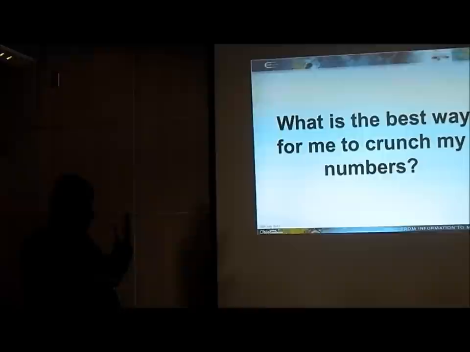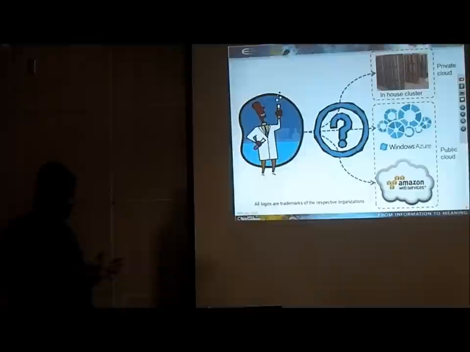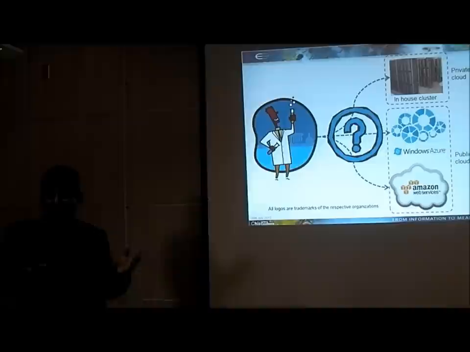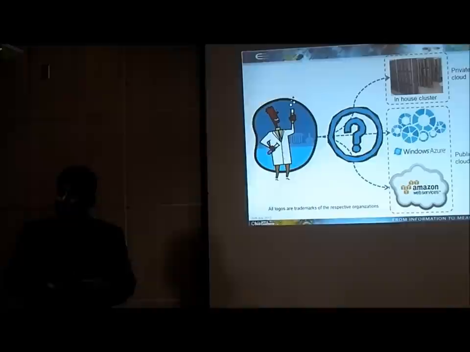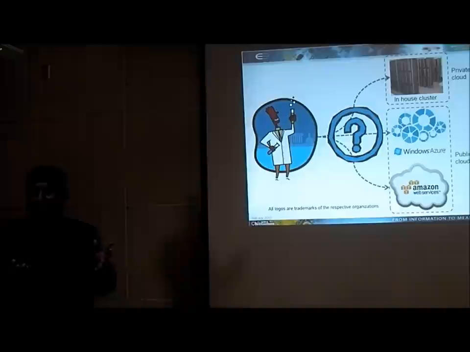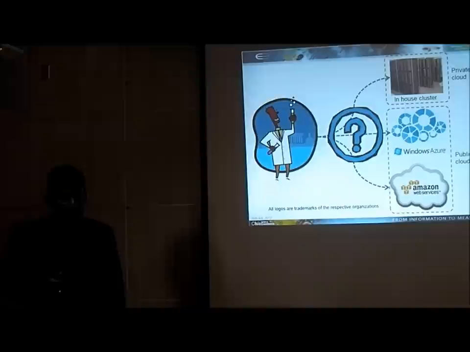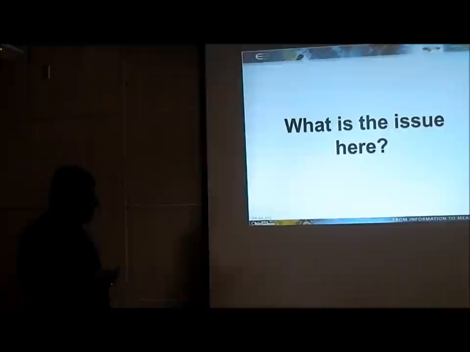Now, Dr. A is lucky. He has many choices. He has access to the in-house computing cluster in the school. The school has an agreement with Microsoft, so he has access to the Windows Azure cloud. And of course, he can go for the Amazon cloud if he wants. He has enough funds to do that. This seems like a perfect solution for him. So there are many choices. He has a lot of computing power at his will. But there is an issue.